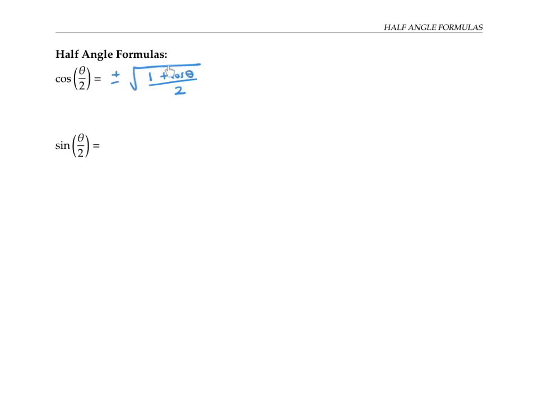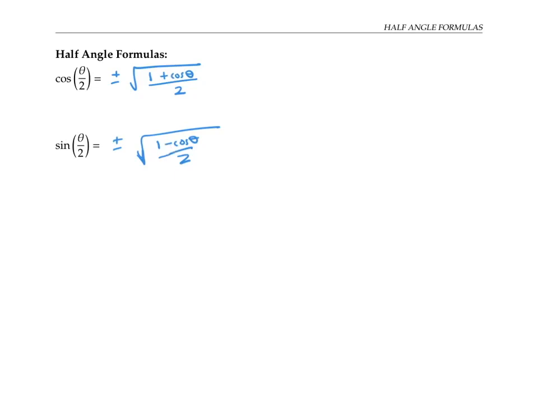Notice that this formula always makes sense because the inside of the square root sign is always going to be positive or 0, since cosine theta can't be any more negative than negative 1. We have a similar formula for sine of theta over 2, and that's plus or minus the square root of 1 minus cosine theta over 2. Notice that the formulas for both cosine of a half angle and sine of a half angle both have cosine in them. They just differ by the positive or negative sign in the inside of the square root.